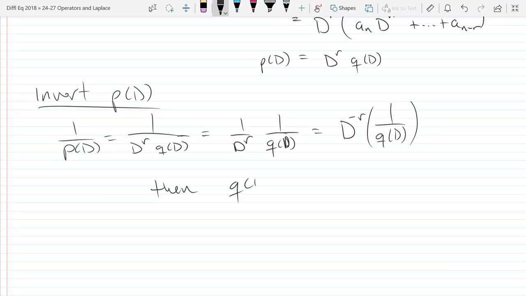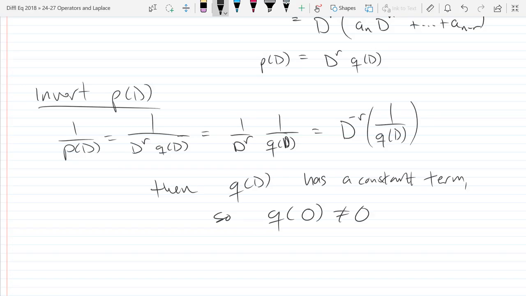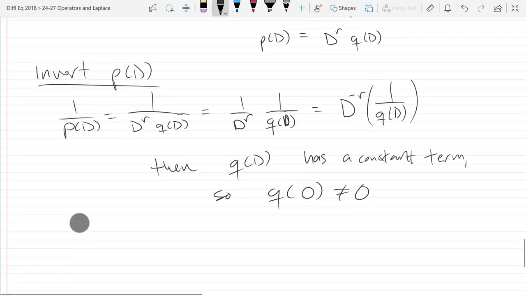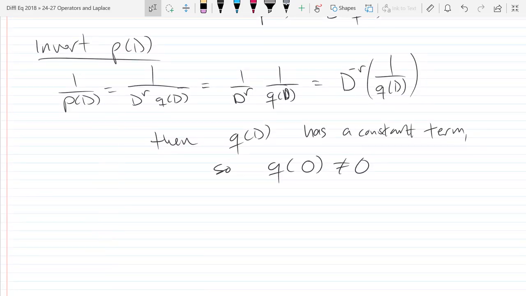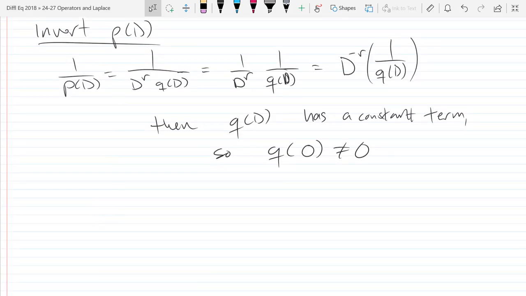Then Q of D has a constant term. So Q of 0 is not 0. So before, when I plugged a 0 into the P polynomial, I got 0. So that prevented me from writing the Taylor expansion. But if you factor all those out, your Q polynomial will not have Q of 0 equal to 0. So the order does matter here.